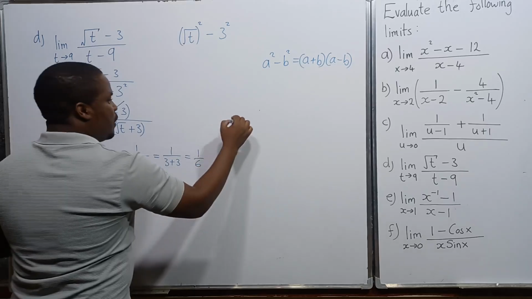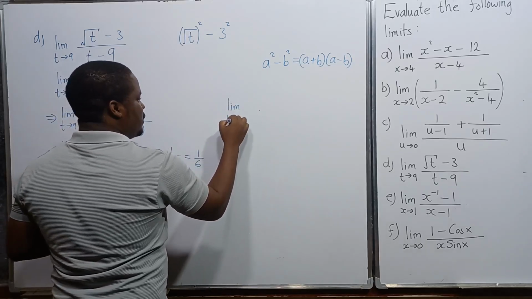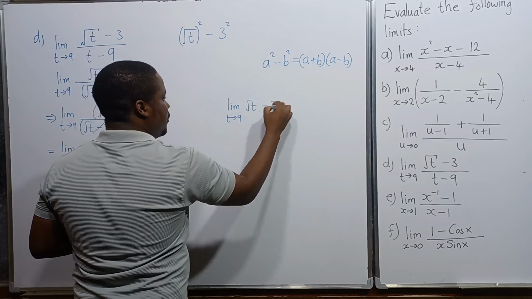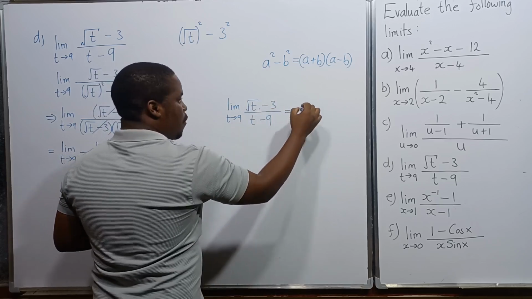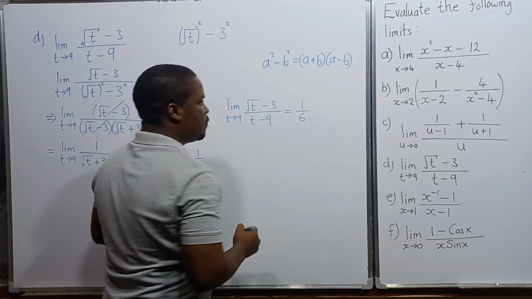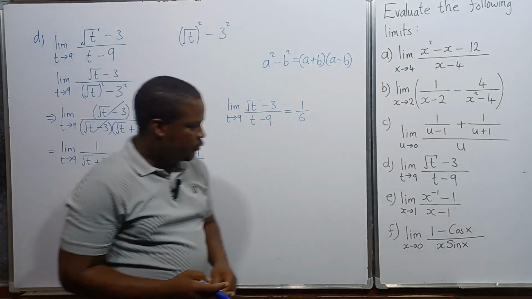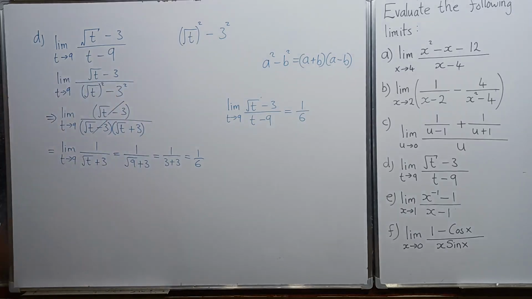So, let's just write the expression as the limit as t approaches 9 of the function root t minus 3 over t minus 9 is equal to 1 over 6. So just like that, we have the expression we're looking for. So let's go to the next question, which is part E. So for part E, which is the limit as x approaches 1, so let's go through it.